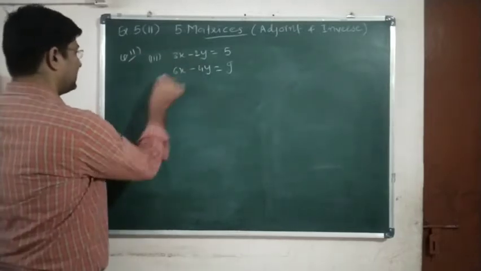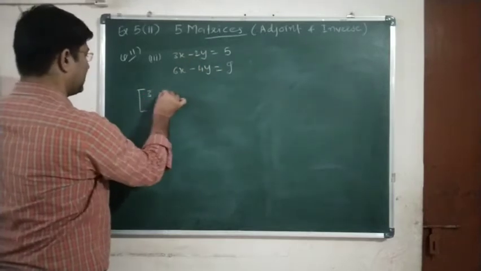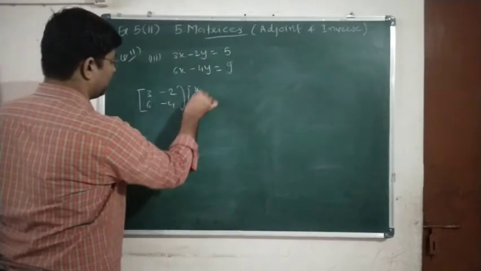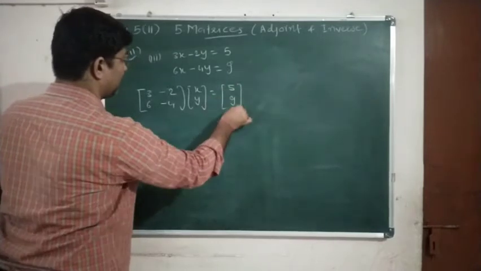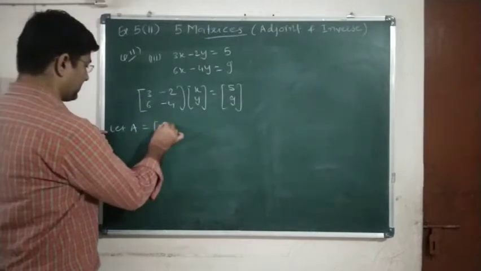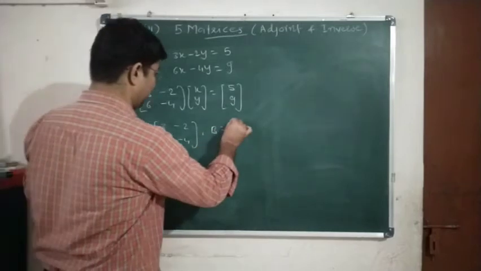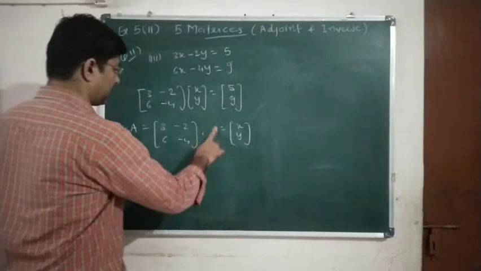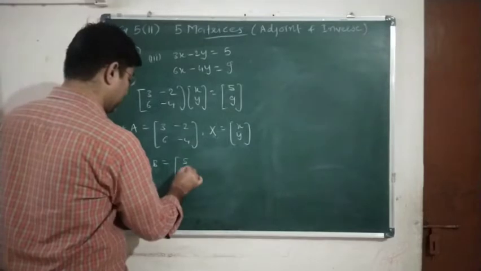So how can you write it? The first matrix contains the coefficients 3, minus 2, 6, minus 4. The second matrix is a column matrix containing x, y, and on the right hand side again we have a column matrix. Here let A denote the first matrix, X denotes the matrix containing x, y, and B is the matrix on the right hand side.